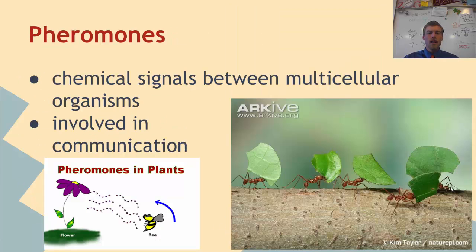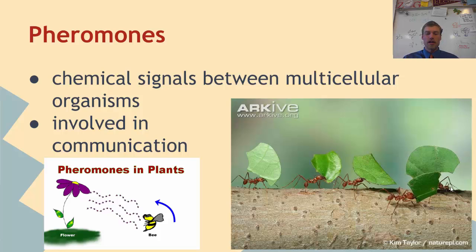So pretty interesting stuff. Another chemical signal that animals use, not single-celled organisms, are called pheromones. These are chemical signals between different multicellular organisms, and they're extensively involved in communication. Insects use pheromones a lot in terms of communicating. Bees will be attracted to pheromones in flowers. Plants produce pheromones in order to either attract predatory insects that can eat insects that are trying to eat them. They use pheromones to attract pollinators. So a lot of interesting chemical things going on there.